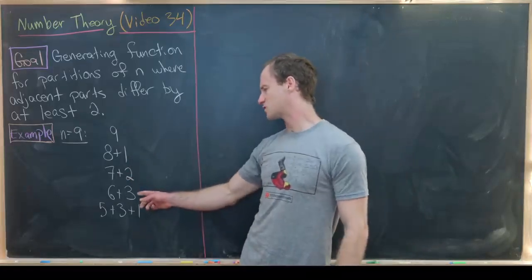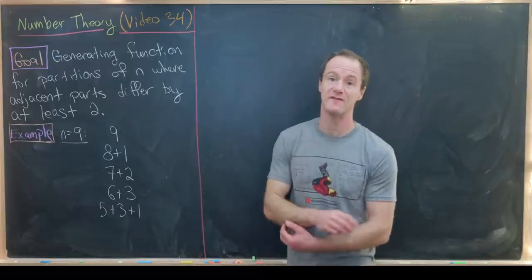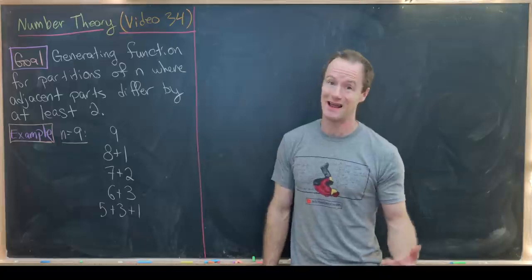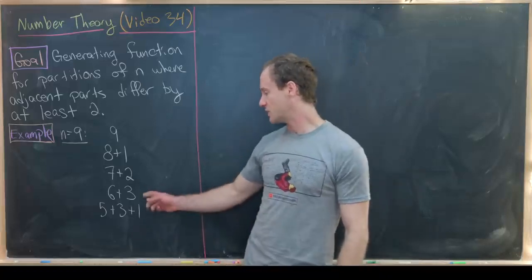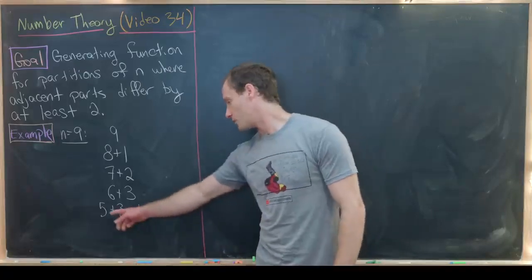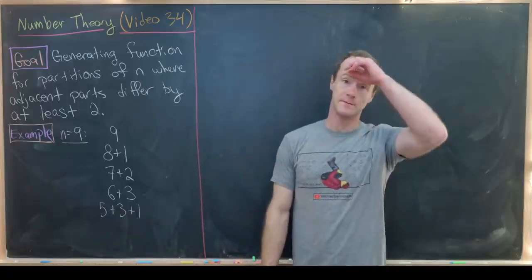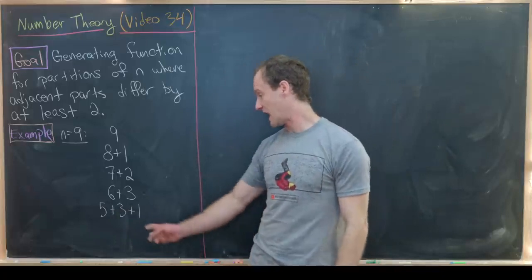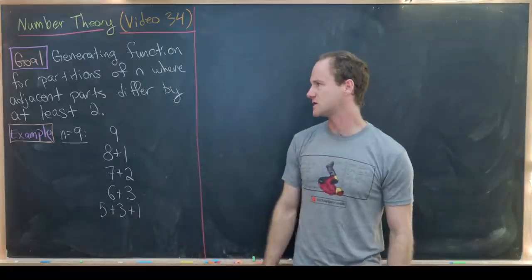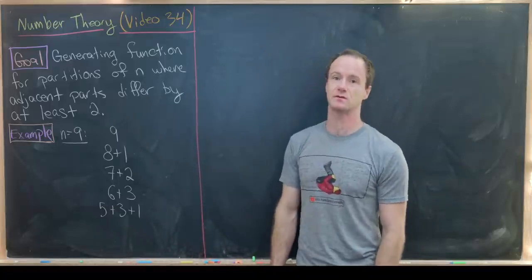So notice the next one kind of in this vein would be 5 plus 4, but the difference between 5 and 4 is not at least 2. So we go down to a partition of length 3. And that would be 5 plus 3 plus 1. So notice that sums to 9, and there's a difference of 2 between each one. And this represents all such partitions that satisfy this rule.